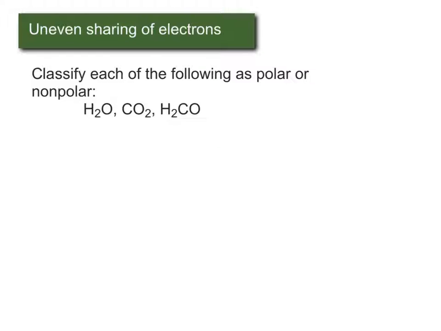Okay, so we want to classify each of the following as either polar or nonpolar. We have water, we have CO2, and we have formaldehyde, H2CO. Okay, so the first thing we need to do is draw the Lewis structures for each of these. So at least the water you should be able to do on your own, but I'm going to go ahead and draw them here. So the oxygen is in the middle, and we have two hydrogens coming off of it, and there are two lone pairs on the oxygen.